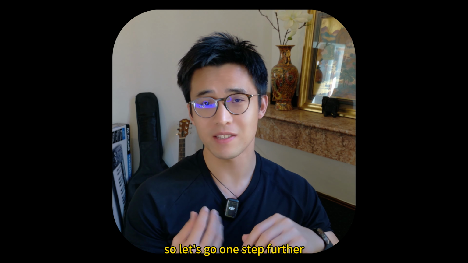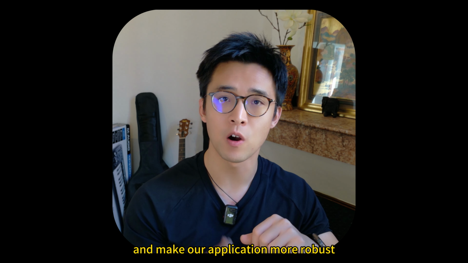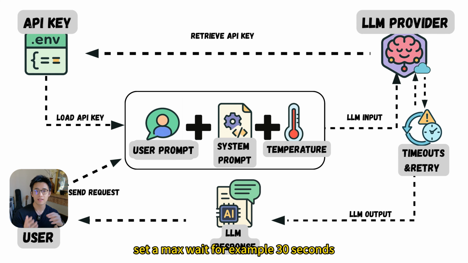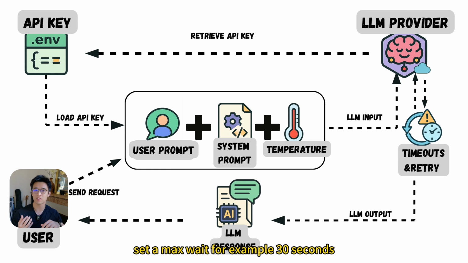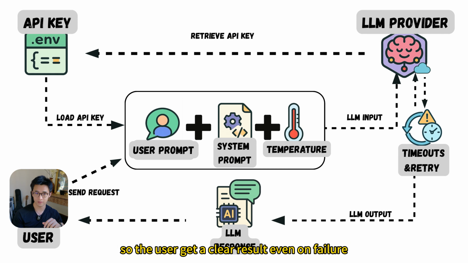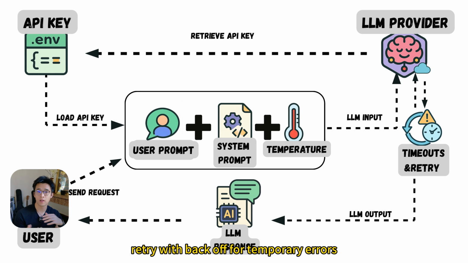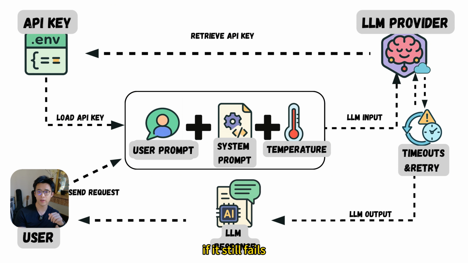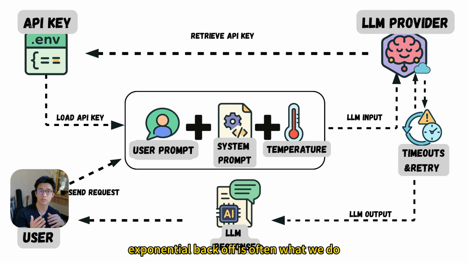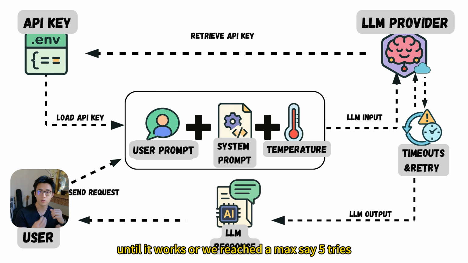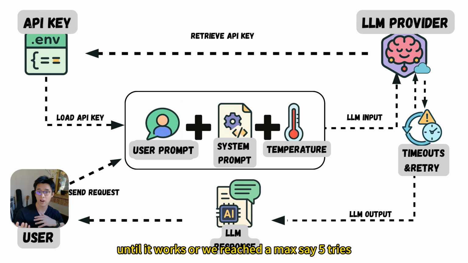So let's go one step further and make our application more robust. Timeout. Network hiccups happen. Set a max wait, for example 30 seconds, so the user gets a clear result even on failure. Retries with backoff. For temporary errors, retry after short delays. If it still fails, wait longer. For example, exponential backoff is often what we do, until it works or we reach a max, say 5 tries.